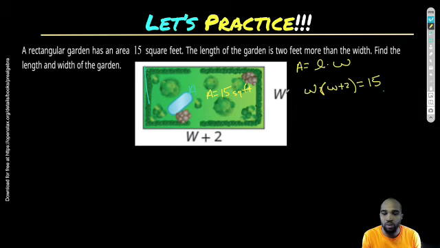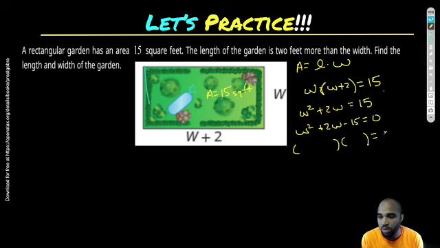So they said W, and it doesn't matter which is length and width because they're multiplied and we'll get the same answer. So I don't get confused saying, oh, that's the width, that's the length. But we do know when we multiply these two, we should get 15. So let's go ahead and distribute this and get W squared plus 2W equals 15. To get this in standard form, we're going to subtract 15 on both sides. And now we have our quadratic ready to be solved.